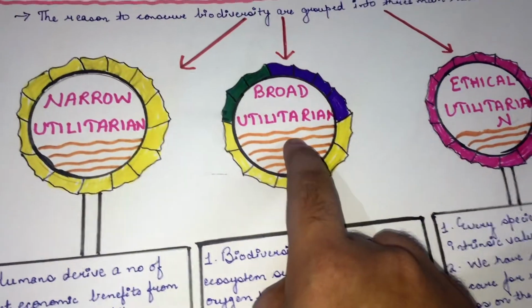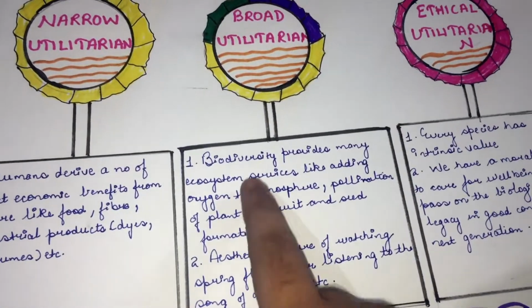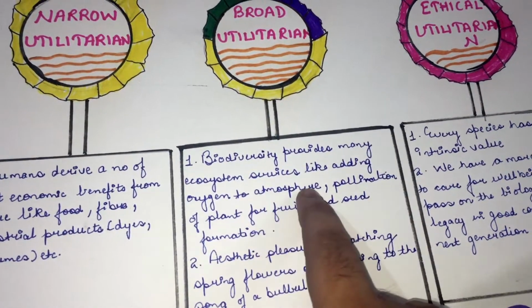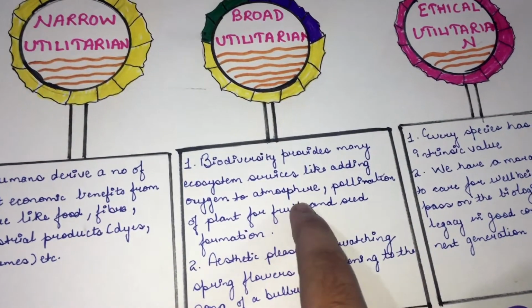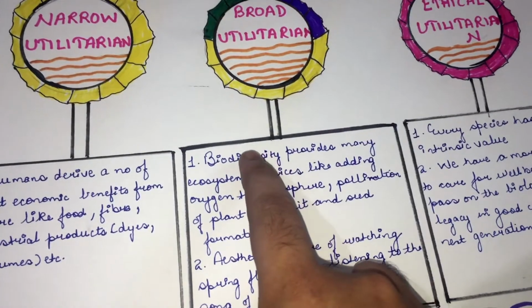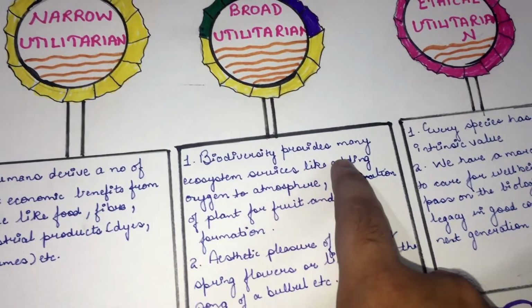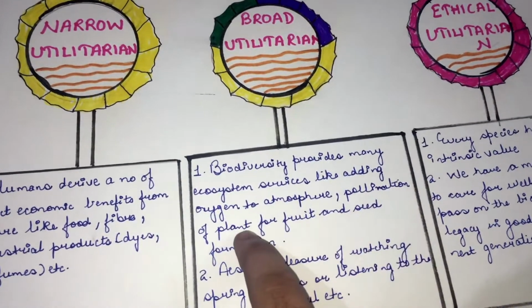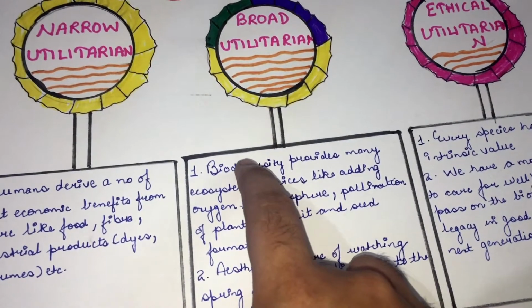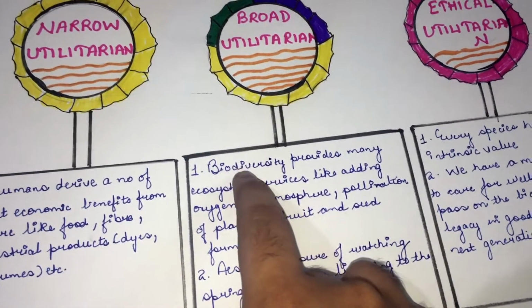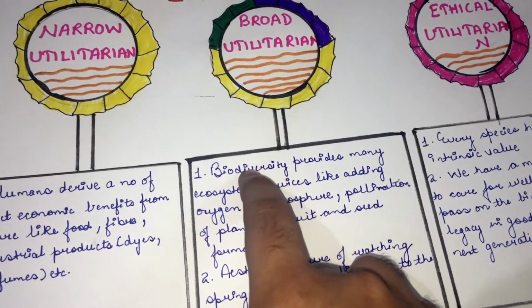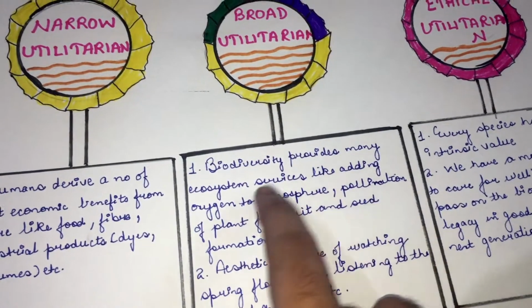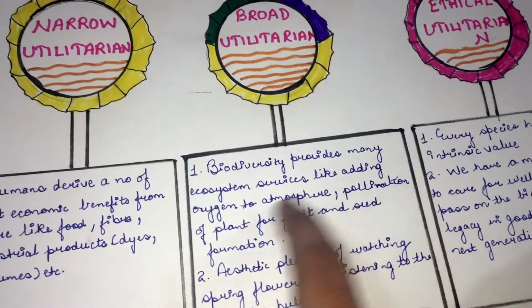Number two is broad utilitarian. Under broad utilitarian, we have to cover 2 points. Number one, biodiversity provides many ecosystem services like adding oxygen to the atmosphere and pollination of plants for fruit and seed formation. Because of biodiversity, oxygen is added to the atmosphere and we get oxygen. And pollination of plants is also done with the help of biodiversity, like the wind or the insects present in the biodiversity. They help in pollination.